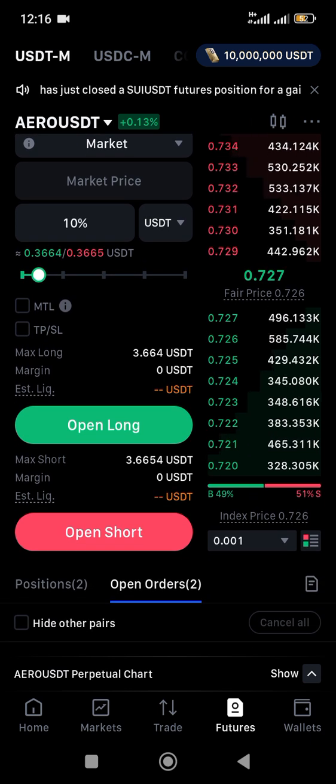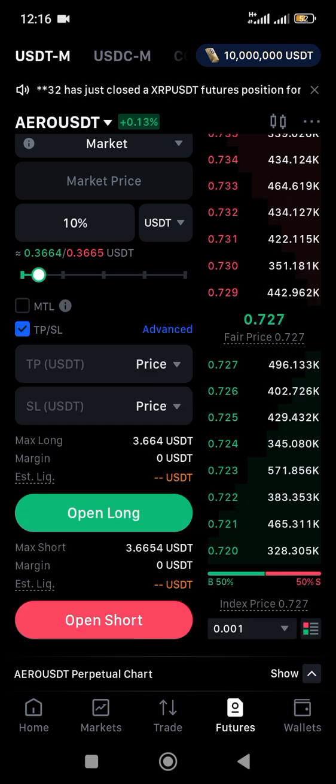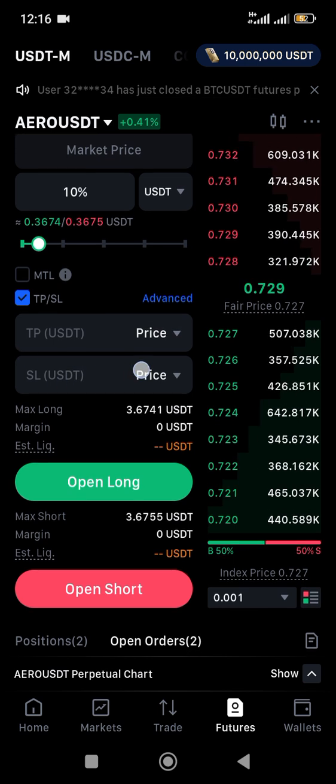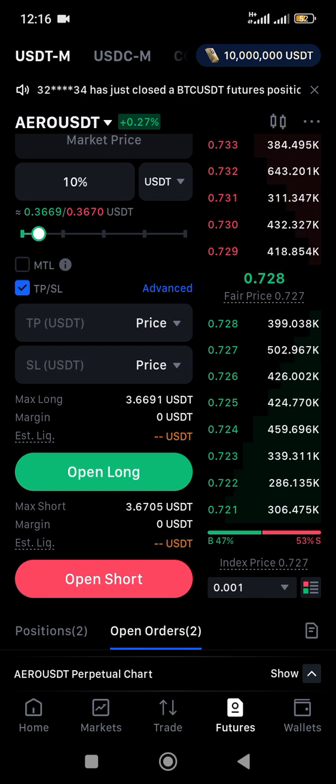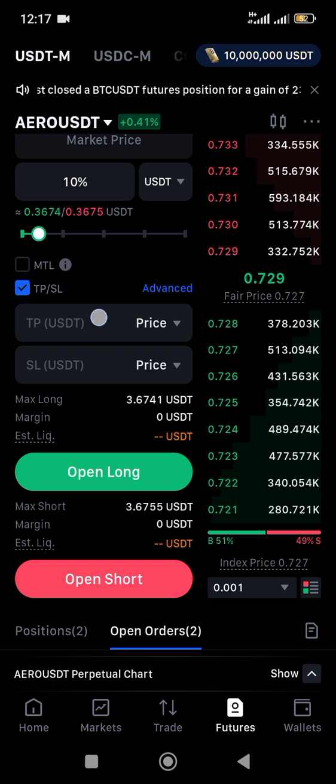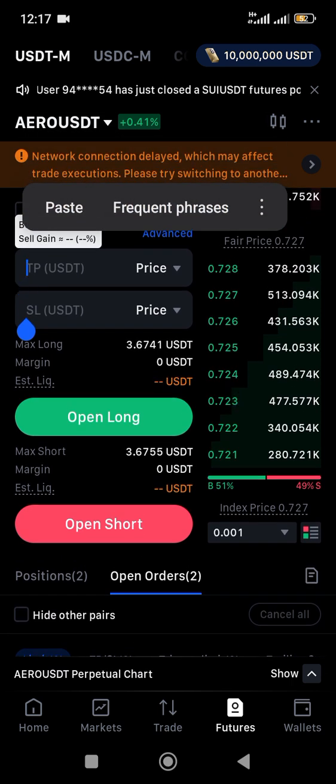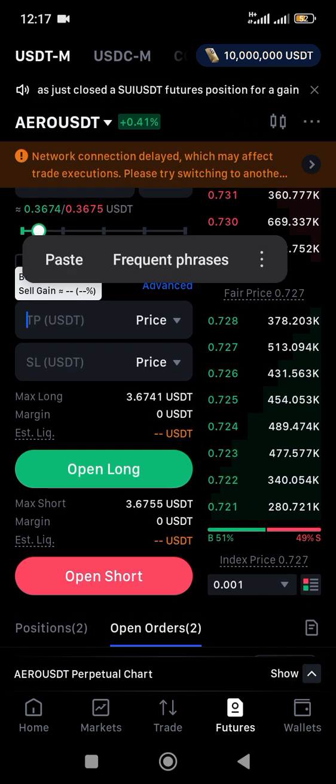You have set it. Now the next thing you want to set is your take profit and stop loss, that is TP and SL. Watch the video I already made explaining TP and SL in detail. Next, put your take profit here and your stop loss here. Very important, don't forget to do that. That will keep you from losing much. It will help you take profit and also stop loss at a set amount.